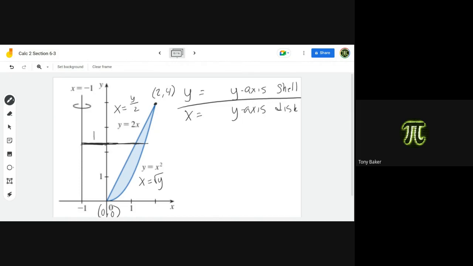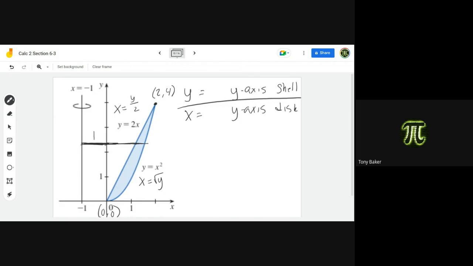I am going to give you the answers for both of them so you'll see the work for both of them done. Would it be 2x minus x squared or x squared minus 2x? 2x minus x squared. For shell, yeah, 2x minus x squared, because the height's going down and the 2x is on top. Okay, thank you.